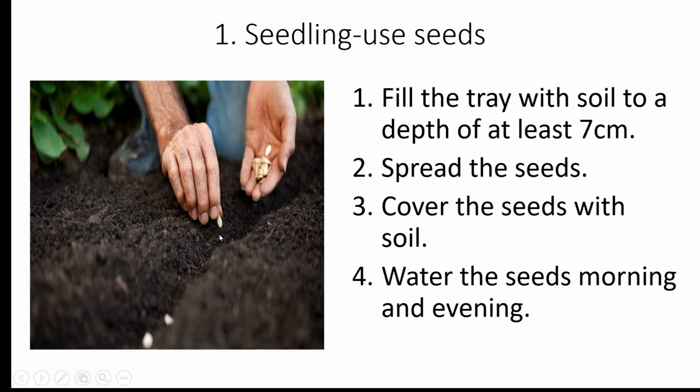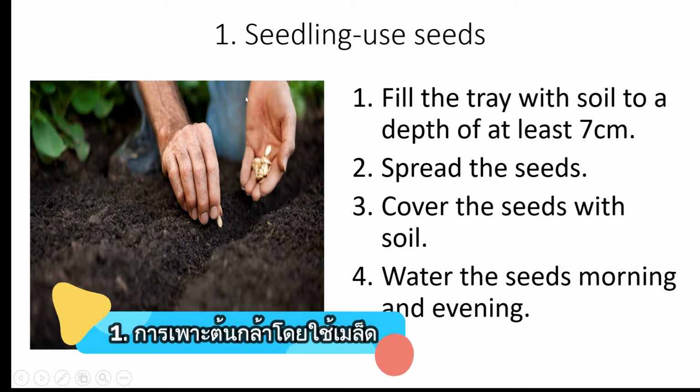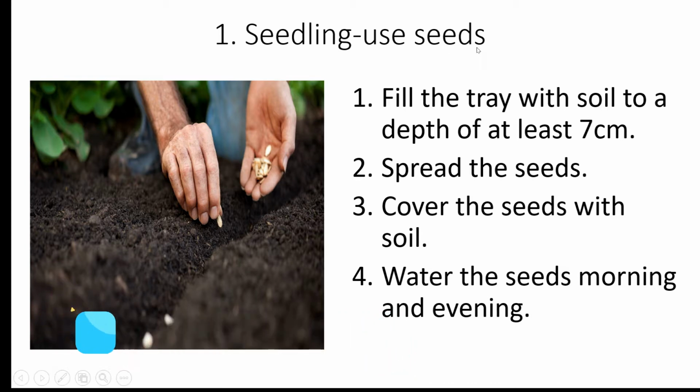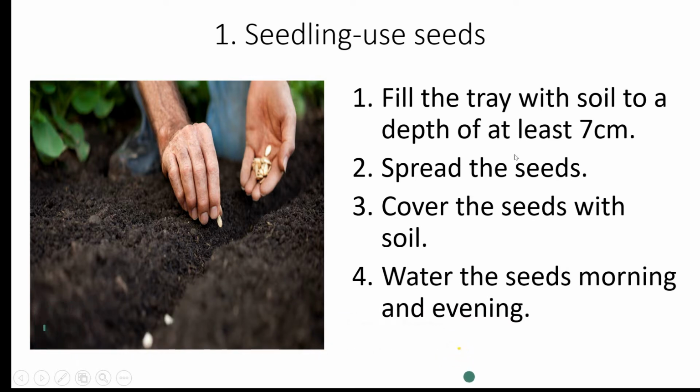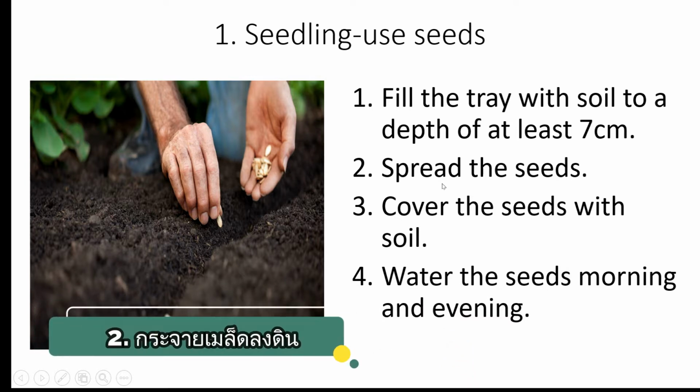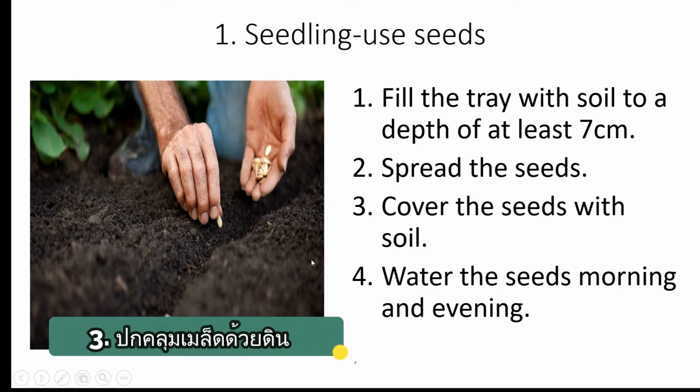Number 1, we have the seedling method. Seedling means you use seeds to grow a new plant. What you should do in this method: first, you fill the tray with soil, to a depth of at least 7 centimeters. Second, you spread the seeds.